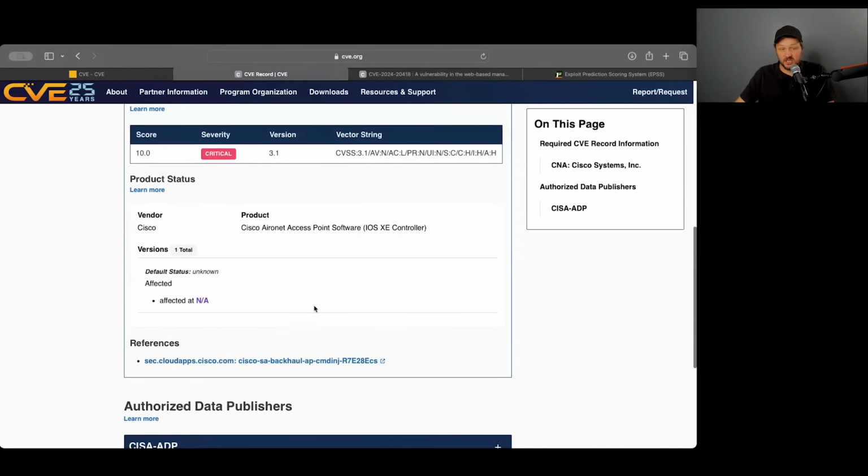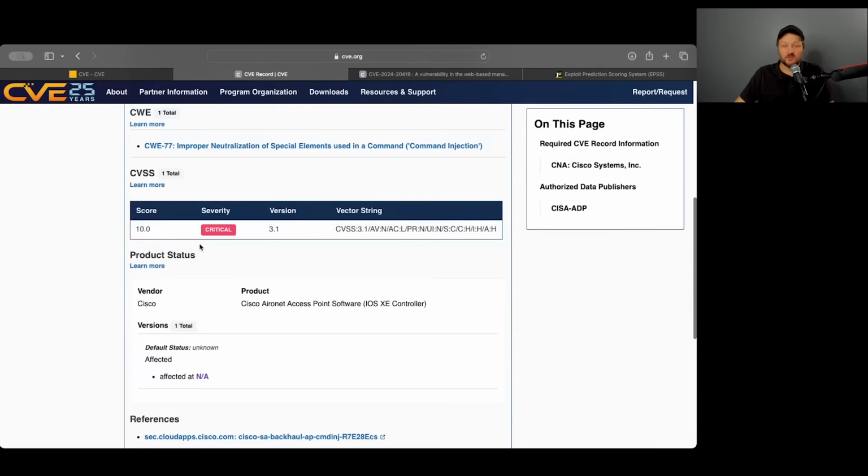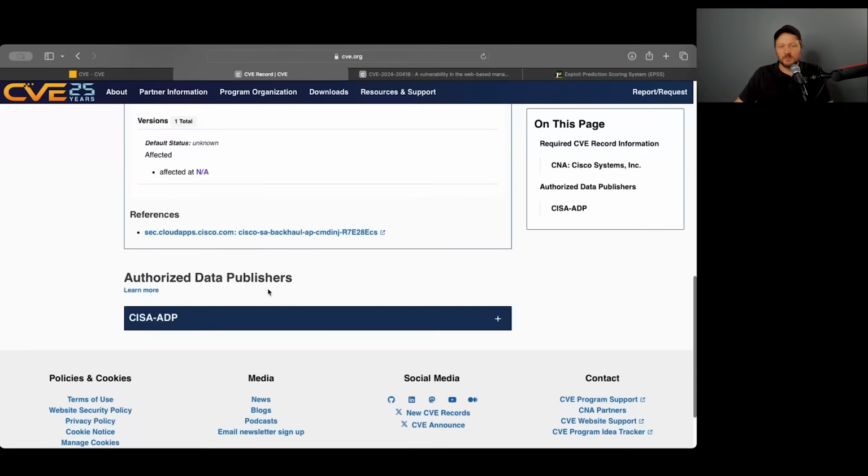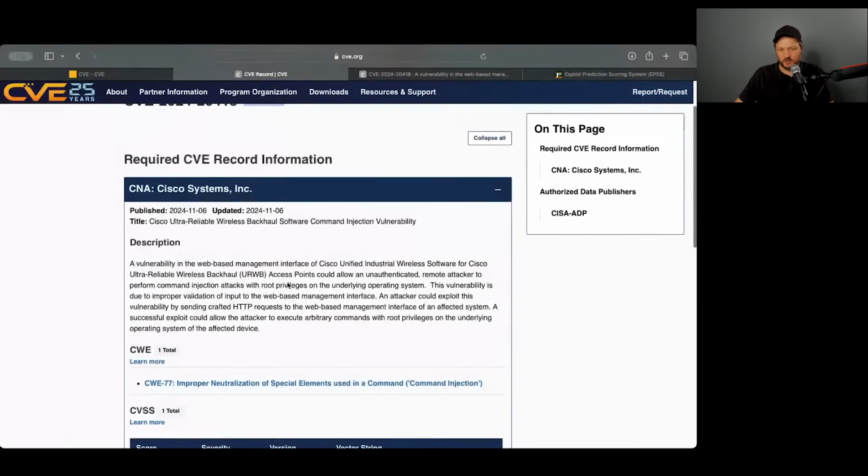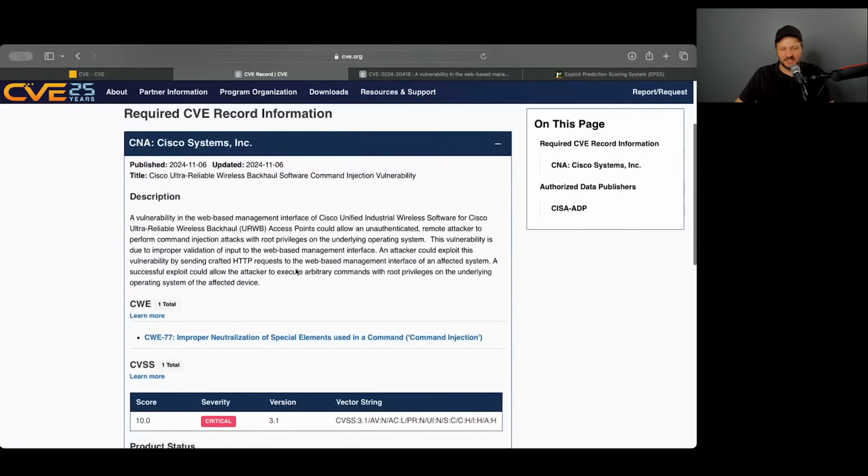Now, this is considered a 10 score critical vulnerability. That's a really big deal when you're on a scale of 1 to 10. You're at the max type vulnerability. But I wanted to dig into this a little bit more because I think there's a little bit more to understand about this vulnerability besides its CVSS score specifically, right?